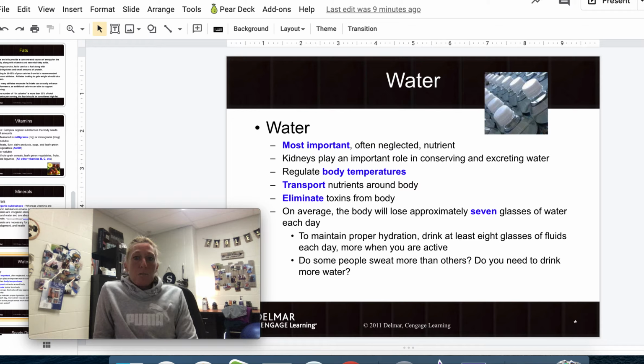On average, the body will lose approximately 7 glasses of water each day. You've probably heard you need 8-ounce glasses, so 64 ounces of water every day on average. If you're an athlete and you're training, you're sweating, you need more than that. To maintain proper hydration, drink at least 8 glasses of fluid each day and more if you're active.